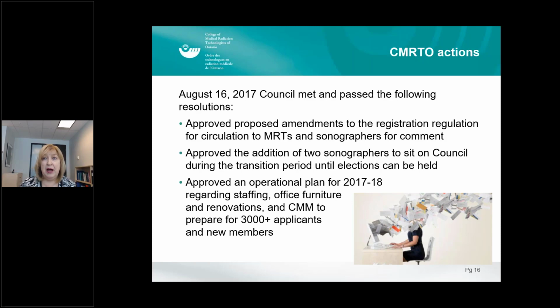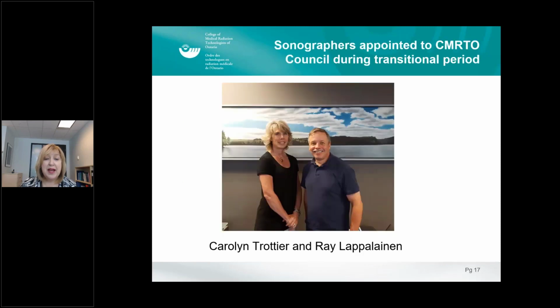We had to renovate our office area and also upgrade our computer system to prepare for over 3,000 new applicants and members. So this is a 40% increase in our workload. We had to increase our staffing and prepare for all this for January 1.